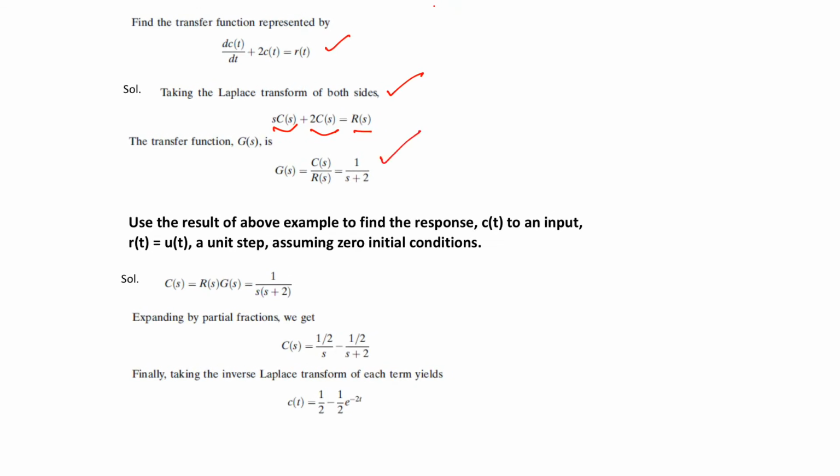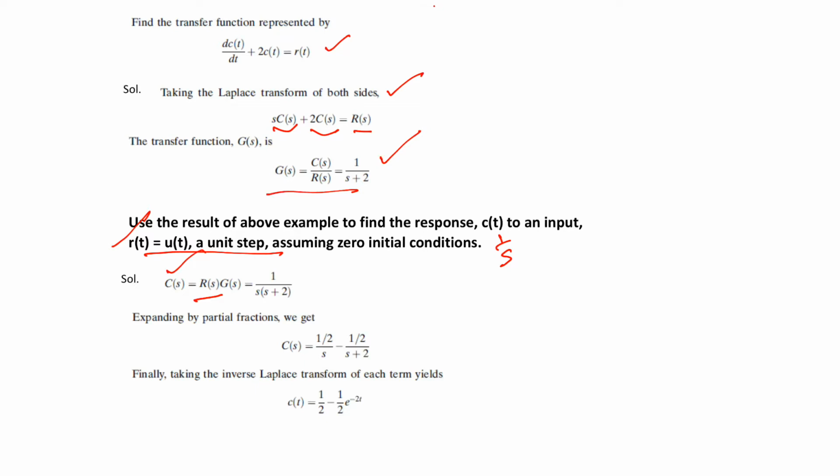Now let us suppose that we want the response of the system for the unit step input. We know that the Laplace transform of the unit step input is 1 by s. So what is the response of the system for the unit step input? We take the equation G(s) into R(s) equal to C(s), where C(s) is the output. R(s) in this case is the input, which is this unit step, and G(s) we already know is 1 by (s plus 2). So C(s) is 1 divided by s into (s plus 2).